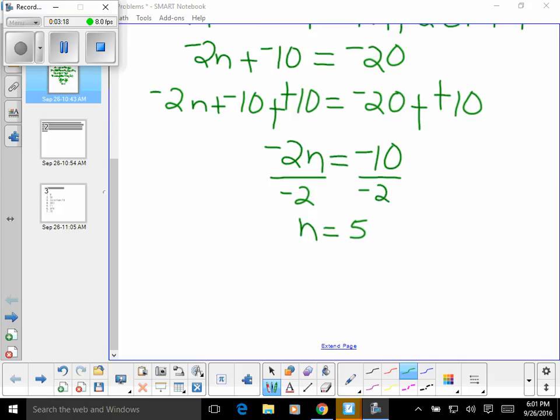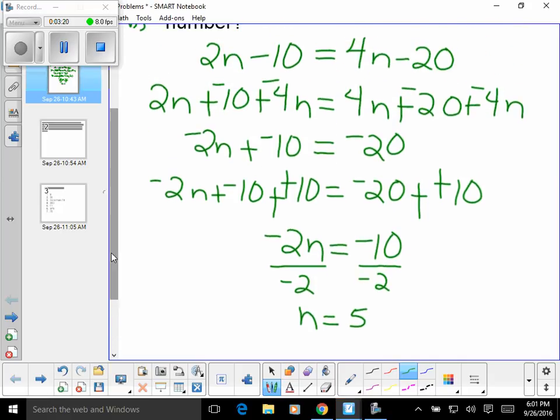Now you can go back and check that. 2 times 5 is 10. 10 minus 10 equals 0. 4 times 5 is 20. 20 minus 20 is 0, and 0 equals 0. So that's one way to check your answer.